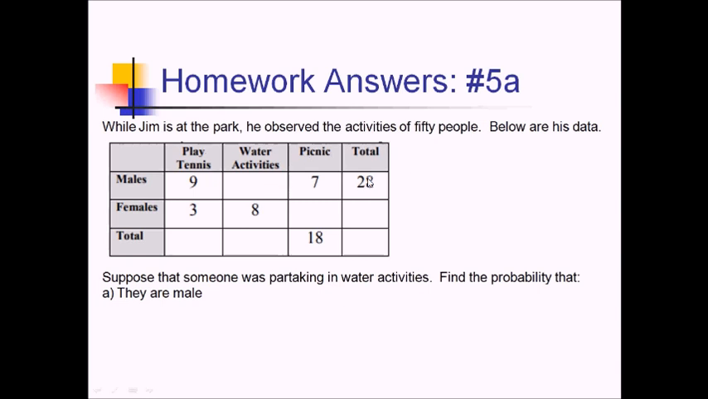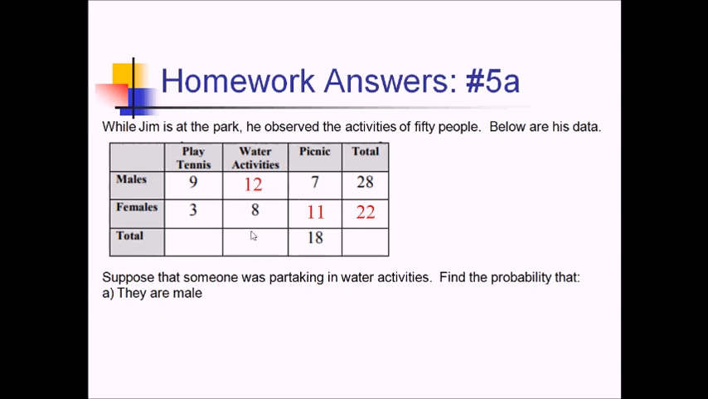There was 28 males overall. We're subtracting the 16 already accounted for. So that's going to be 12 left. And then down here, let's see, we have 7 people who went on picnics who were males, 18 overall. That means 11 must have been females. Adding up everything in this row, we have 11 plus 11, so 22 females overall.